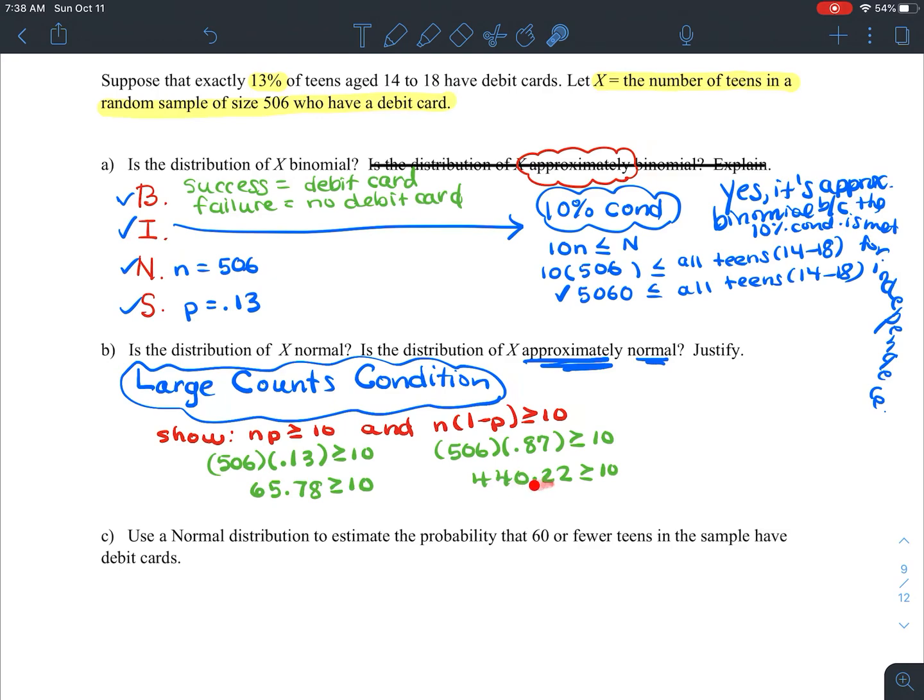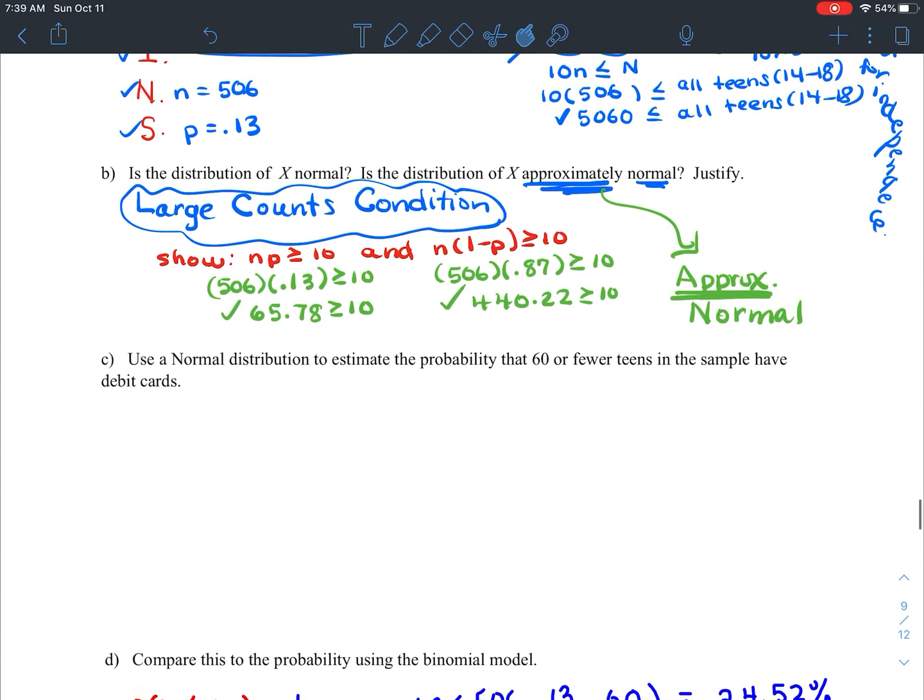Okay, we have the number of expected successes and the number of expected failures are both showing that they are at least 10. So that is where we would say the shape of this distribution would have to be approximately normal. You really should be using the word approximately here. Okay, it's generally not exactly normal, but it's good enough, so we call it approximately normal. Okay, so then we're asked to use the normal distribution to estimate the probability that 60 or fewer teens in the sample have debit cards.